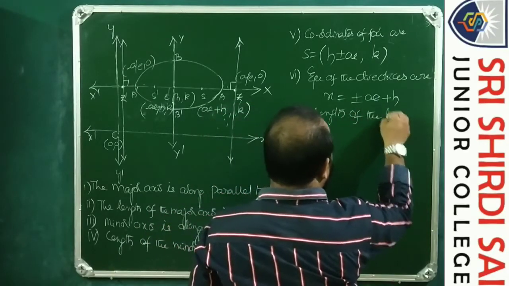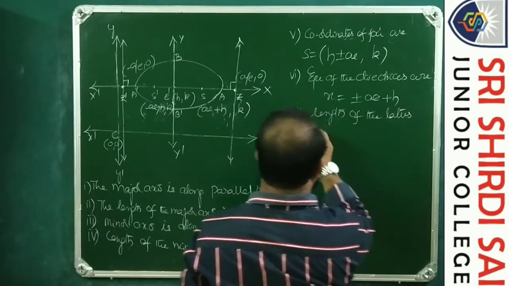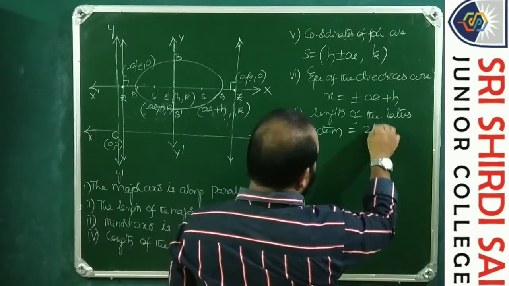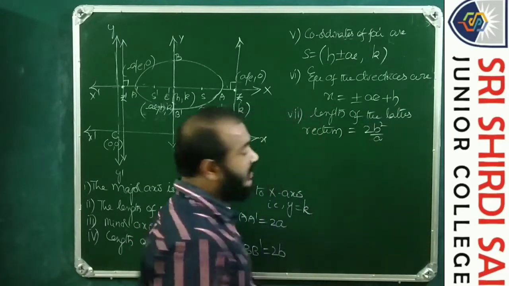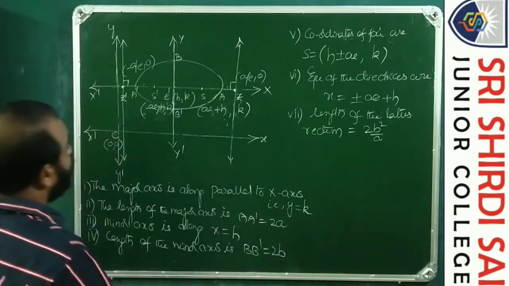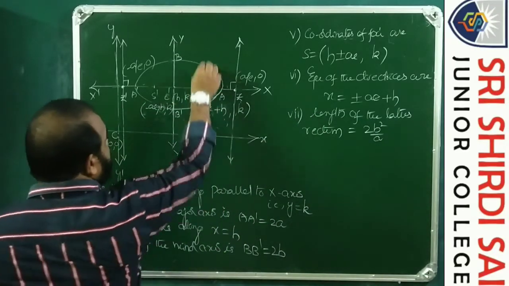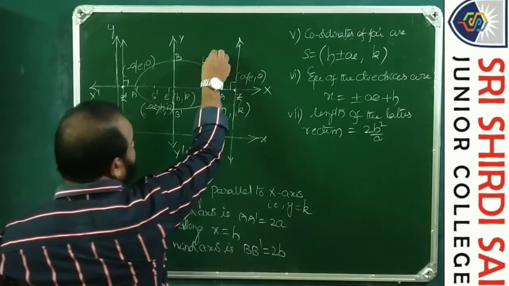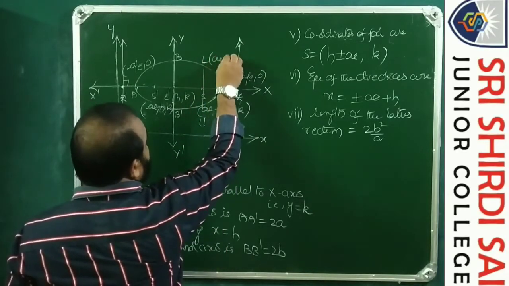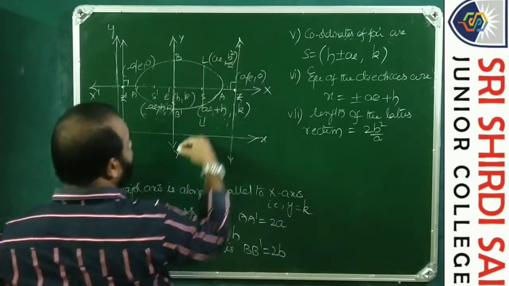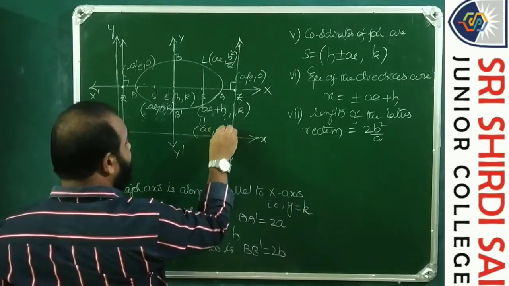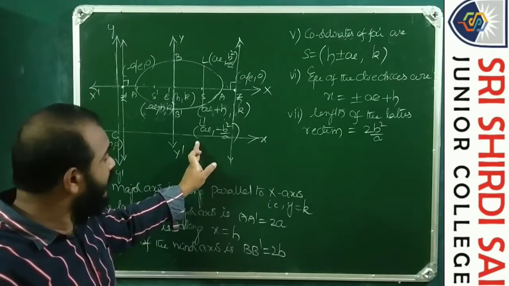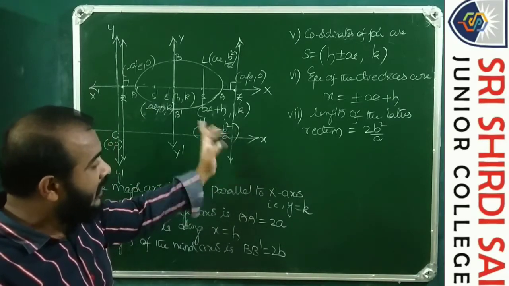Length of the latus rectum is equal to 2b square by a. In length there won't be any change. So now this is L dash. Earlier this was (ae, b square by a), and this was (ae, minus b square by a). For this ae, h will be added, and for this minus b square by a, k will be added.